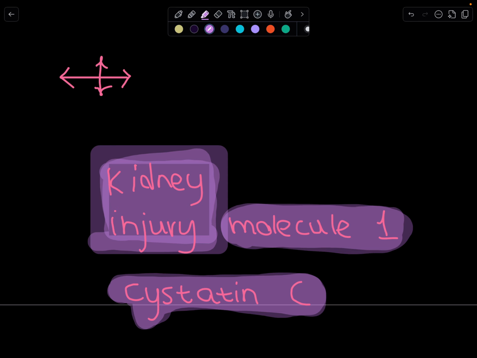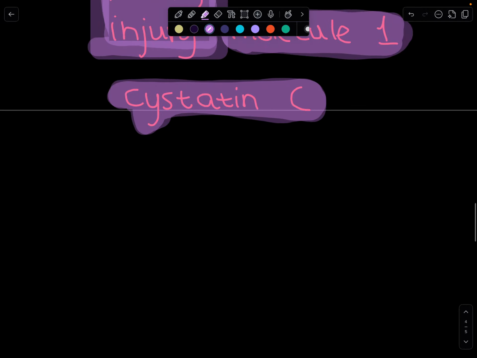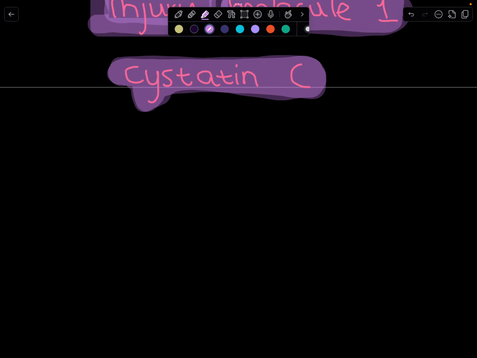So, okay, let's talk about the Cockcroft-Gault formula then. Explain every component of it and also the Modification of Diet in Renal Disease formula and explain the components there too.